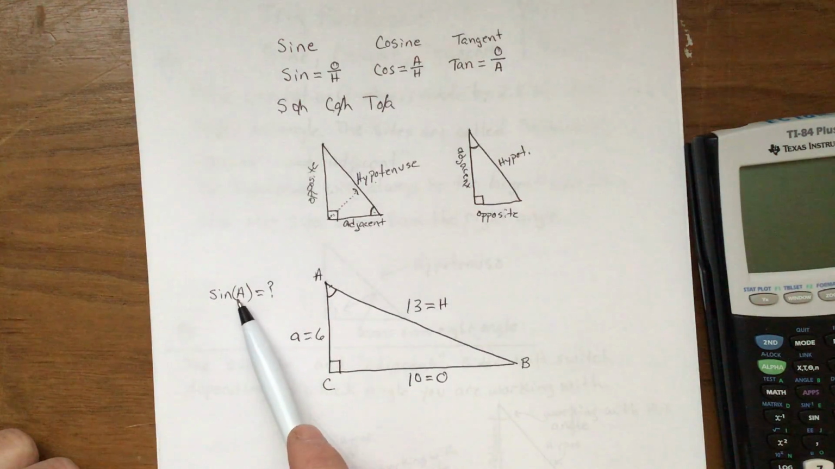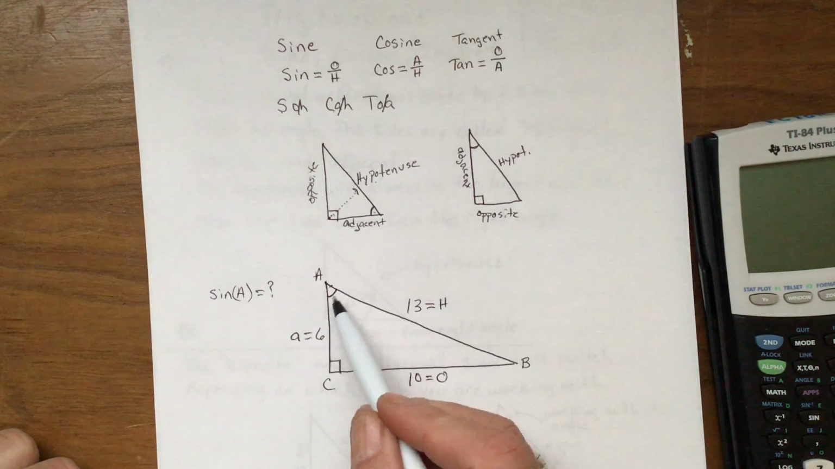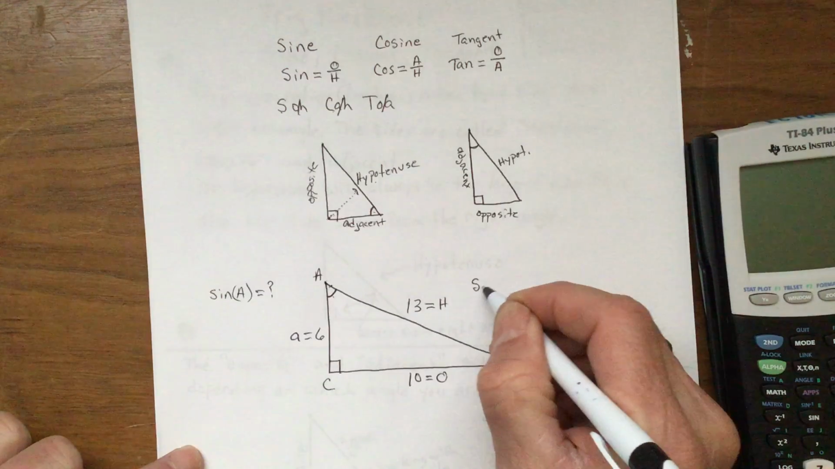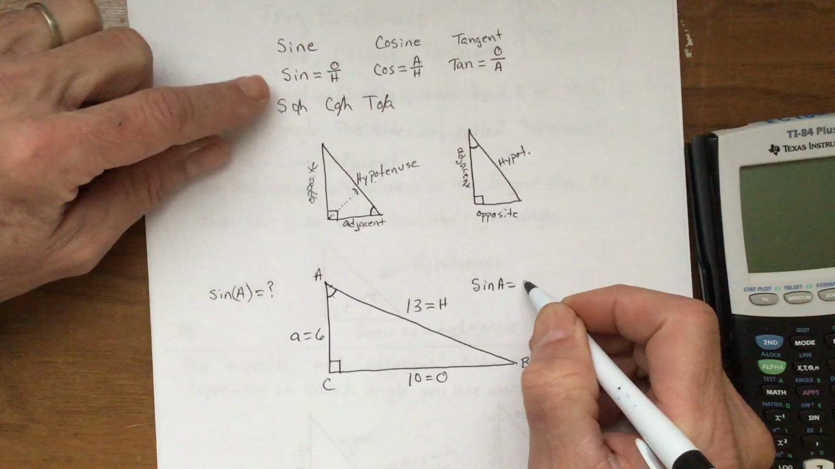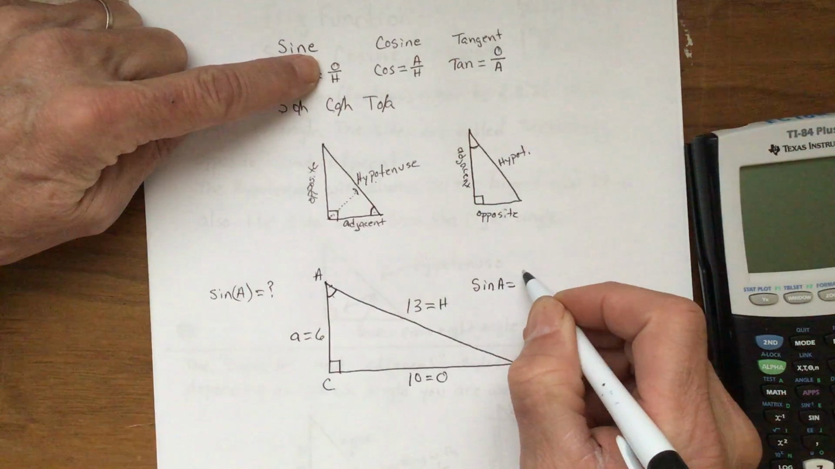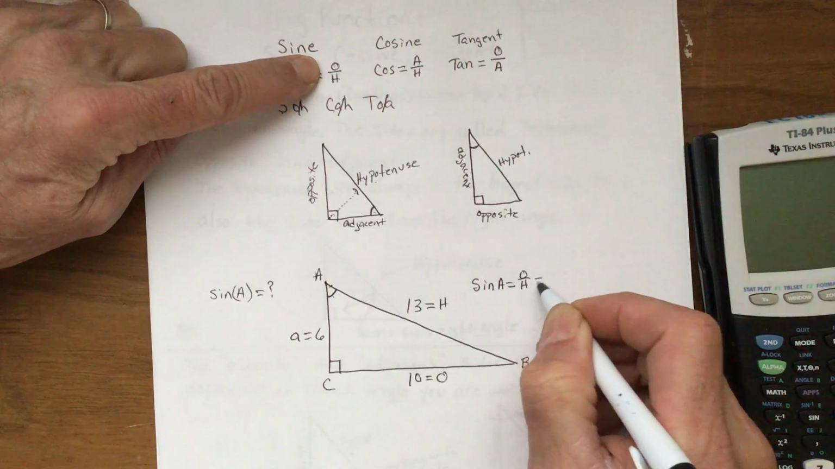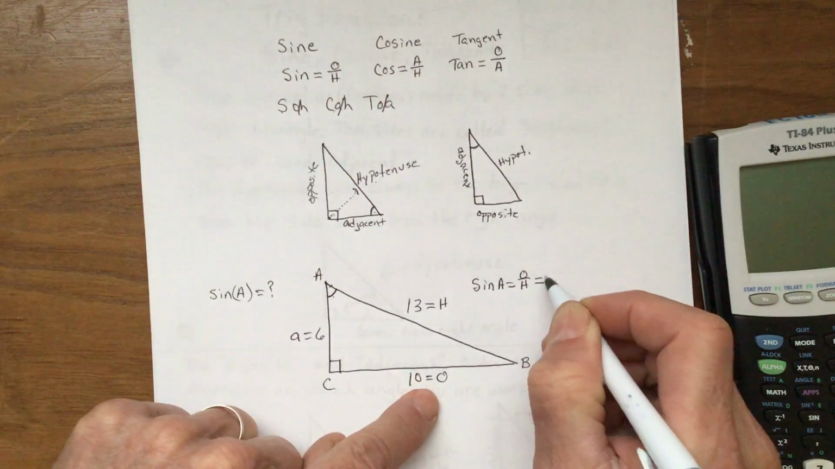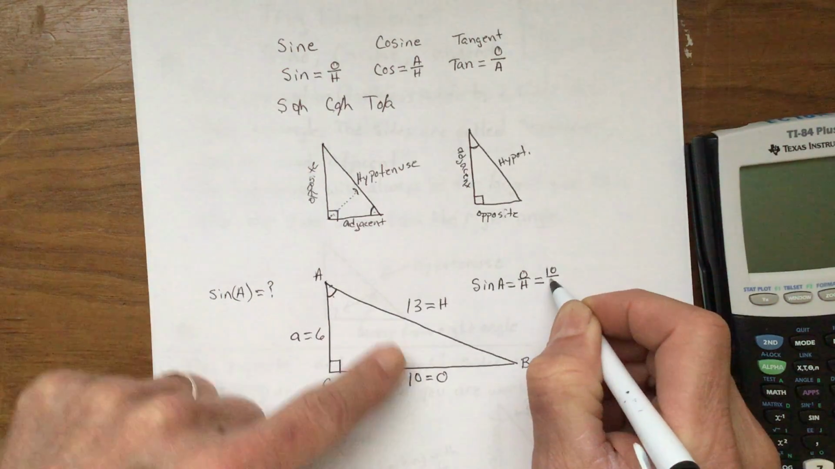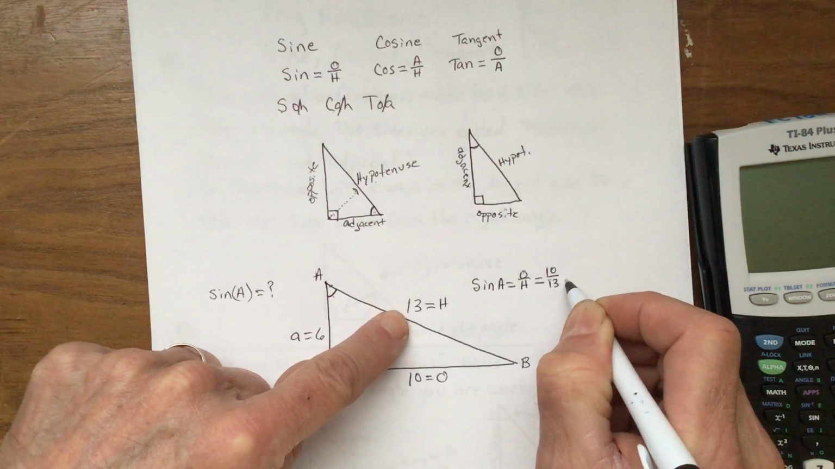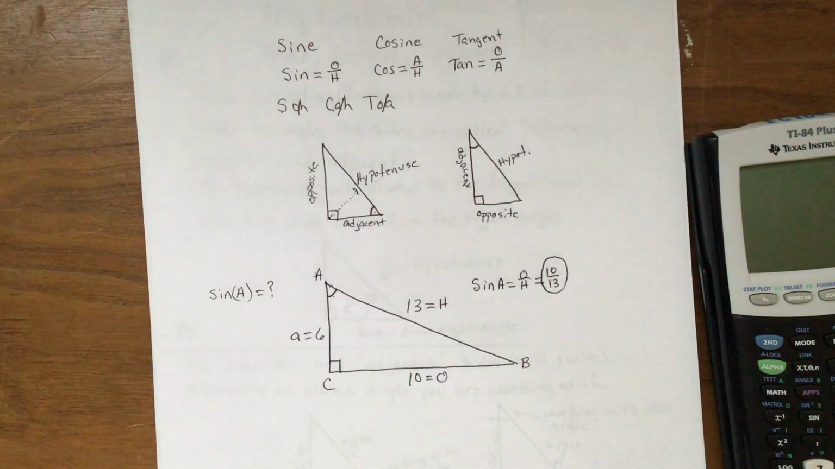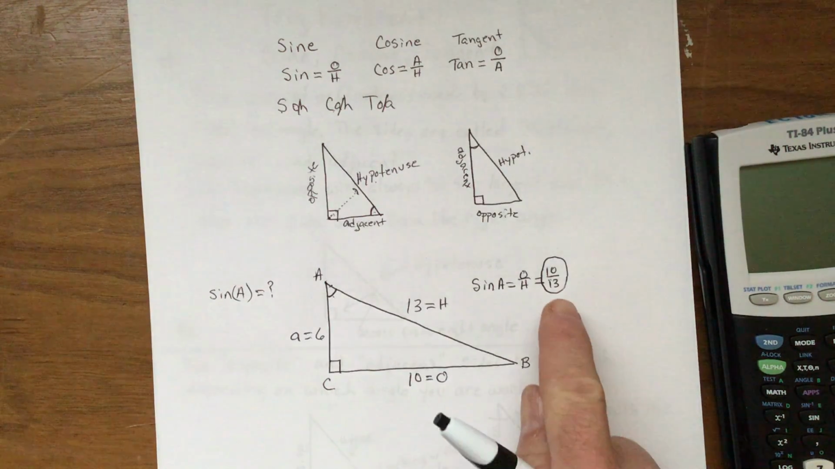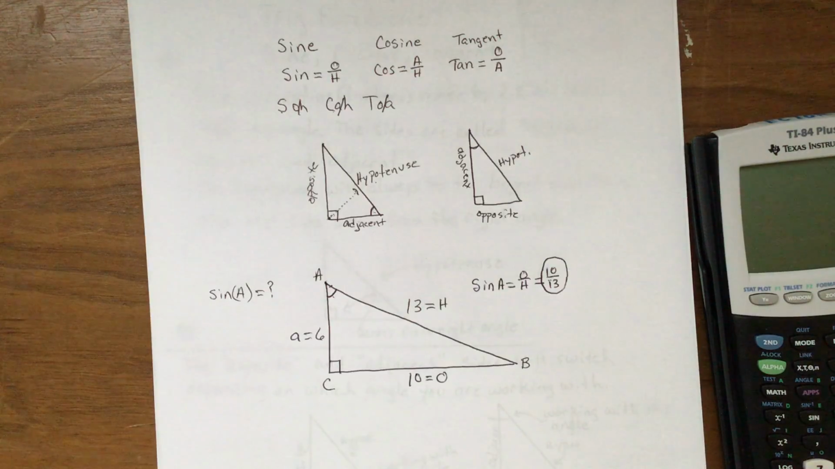So sine of angle A. Here's angle A. Sine of A equals, right, sine is opposite over hypotenuse, and that equals 10 over 13. If the fraction can't reduce, then you're done. 10 divided by 13 does not reduce. I'm done. That's it.